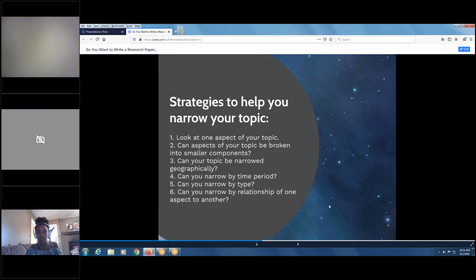And then last but not least, can you narrow by type? So if I were researching the effect of global warming on animals, I could look at a specific type of animal. And then number 6, can you narrow by relationship of one aspect to another? So can you make a comparison? For example, crime in Huntsville in 1910 compared to crime in Huntsville in 1920.